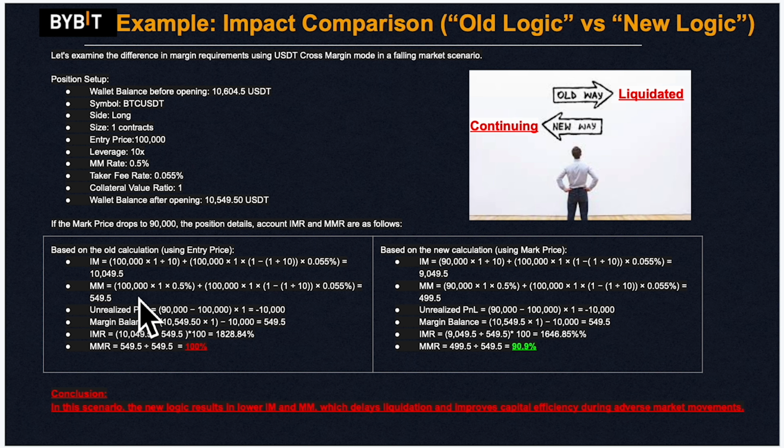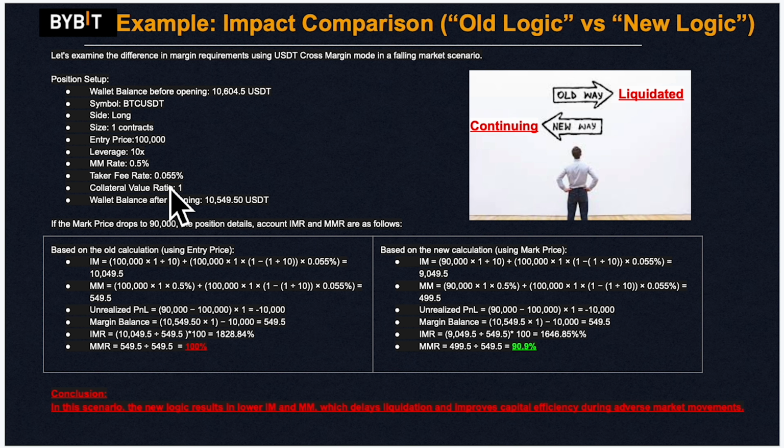How it is calculated is this. You have your $100,000, which is your entry price. You multiply it by your size, and then by the maintenance margin rate, which is also fixed at 0.5. Then you add the next calculation: your entry price, $100,000, multiplied by the contract you are trading, which is 1. Then you multiply it by what is in this bracket, which is 1 minus 1 divided by your leverage. 10 is your leverage, don't forget. Then you multiply it again by your taker fee rate.